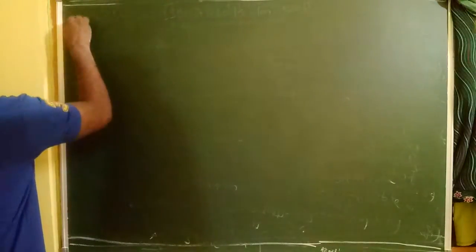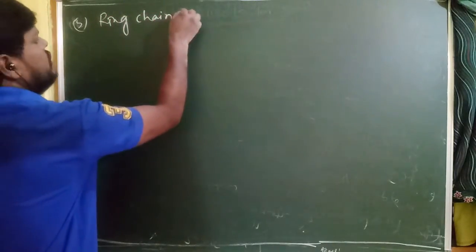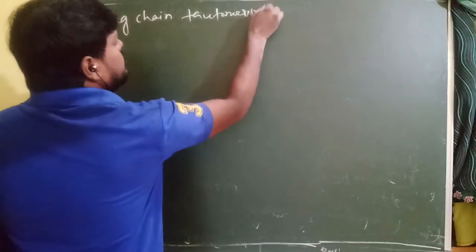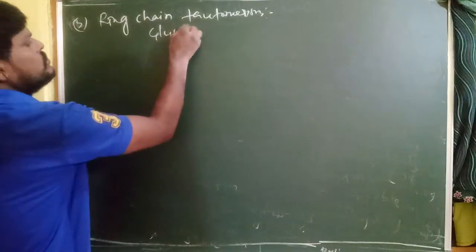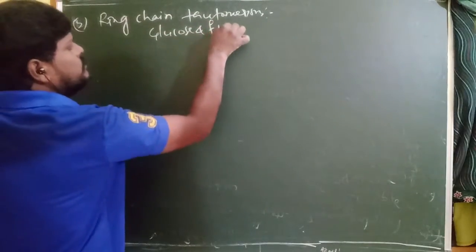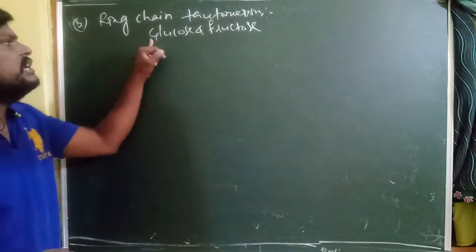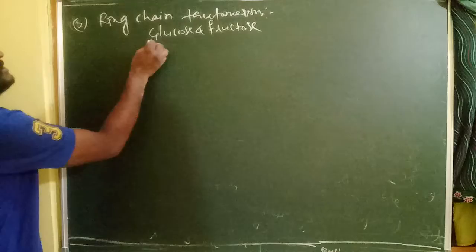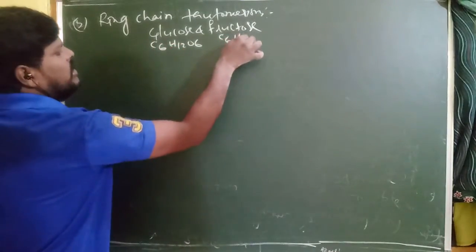And the next one is ring chain tautomerism. Generally it is exhibited by glucose and fructose. Let me take one example, glucose. What is the glucose formula? C6H12O6. The fructose formula is also C6H12O6.